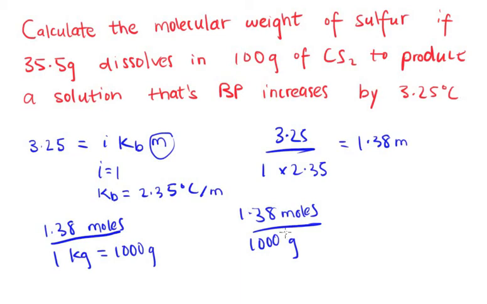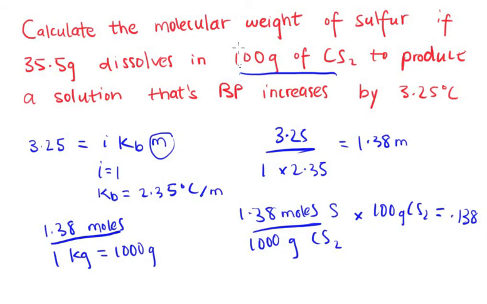We also know that this was in 100 grams of solvent. So we can basically do this and find the number of moles of sulfur, which is 0.138. So we know the exact number of moles of sulfur. The reason we know this is because we use the definition of molality, which is moles of solute divided by kilograms of solvent. That's the solute, that's the solvent. This is exactly what we're doing.